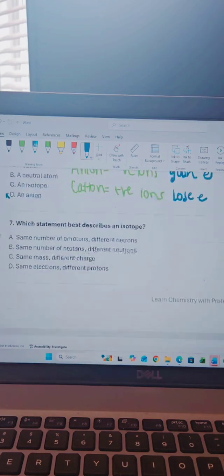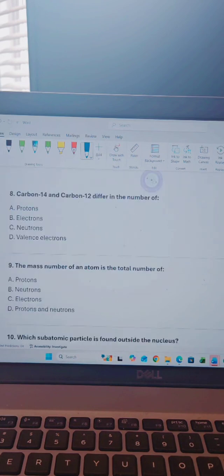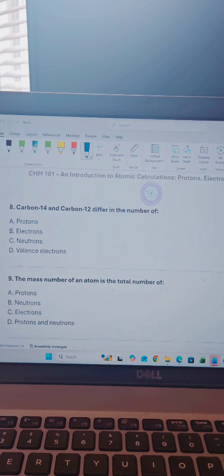Okay, I'm going to skip 7 because we haven't talked about isotopes yet, but this is a great segue in a moment. Let's get to number 9. The mass number of an atom is the total number of protons, neutrons, electrons, or protons and neutrons.